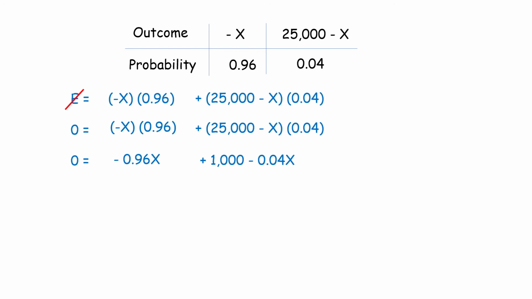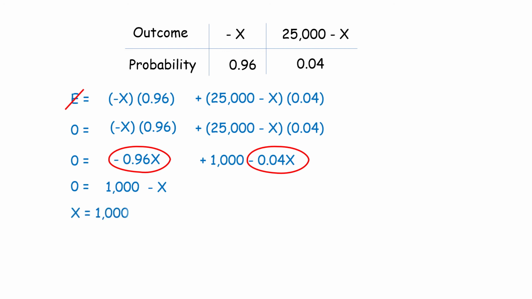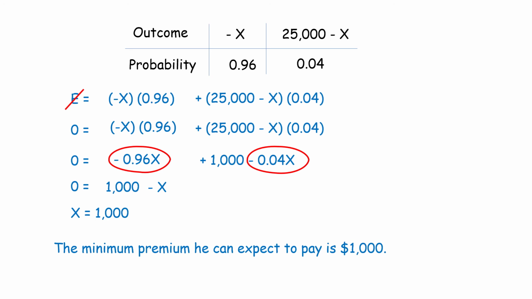Let's rearrange some of these numbers. We'll have 0 is equal to 1,000, and then let's combine the like terms of negative 0.96x with negative 0.04x. Added together, that's just minus x. Add x to both sides, and when solved for, you get x equals 1,000. What does this mean? It means that the minimum premium he can expect to pay is $1,000.